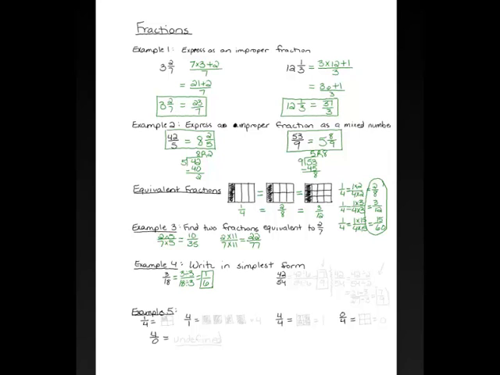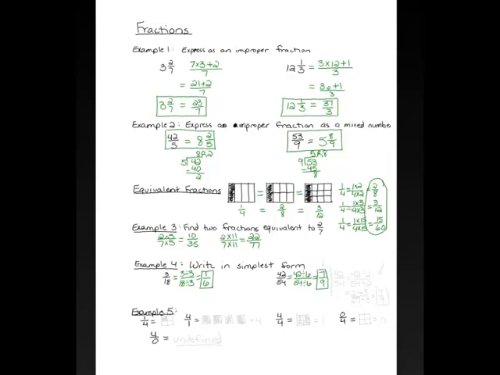Now our next one, we have 42/54. Both 42 and 54 are divisible by 6. So 42 divided by 6 in the numerator, 54 divided by 6 in the denominator. 42 divided by 6 is 7. 54 divided by 6 is 9. So 42/54 is equivalent to 7/9. 7 and 9 have no factors in common, so this fraction is reduced.